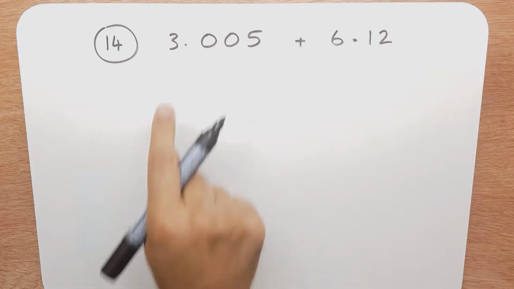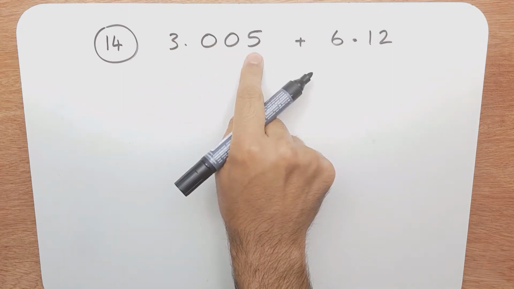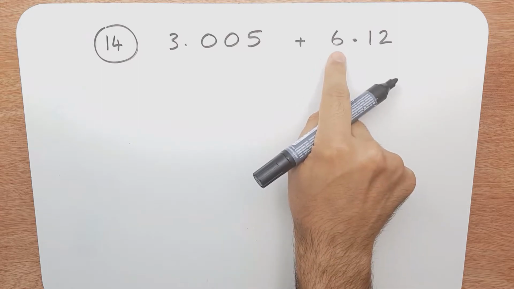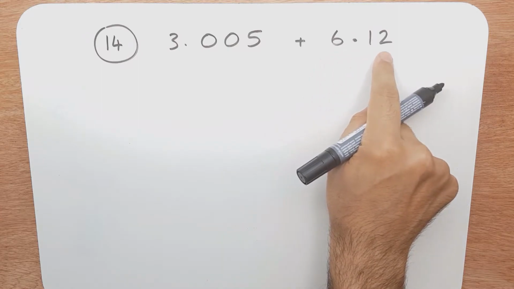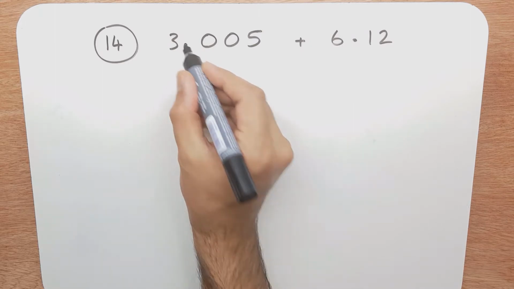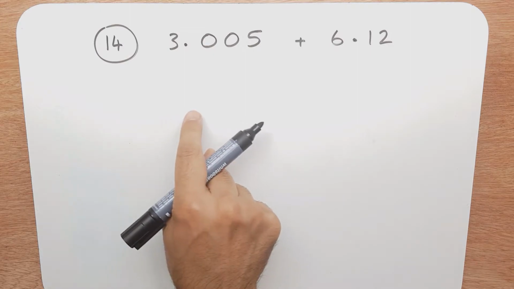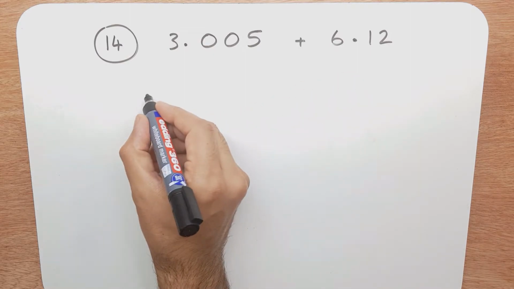Question 14 is 3.005 add 6.12. It's not as difficult as it seems as long as you line up the decimal points and be careful when you're lining up the digits. So let's start.